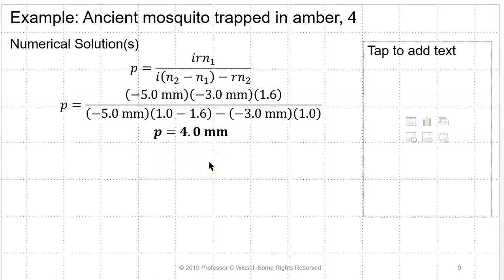Now, what does that mean? That means P is inside the amber, 4 millimeters inside the amber. That's where the mosquito's head is located. So that's how far below the surface of the amber the mosquito's head is.